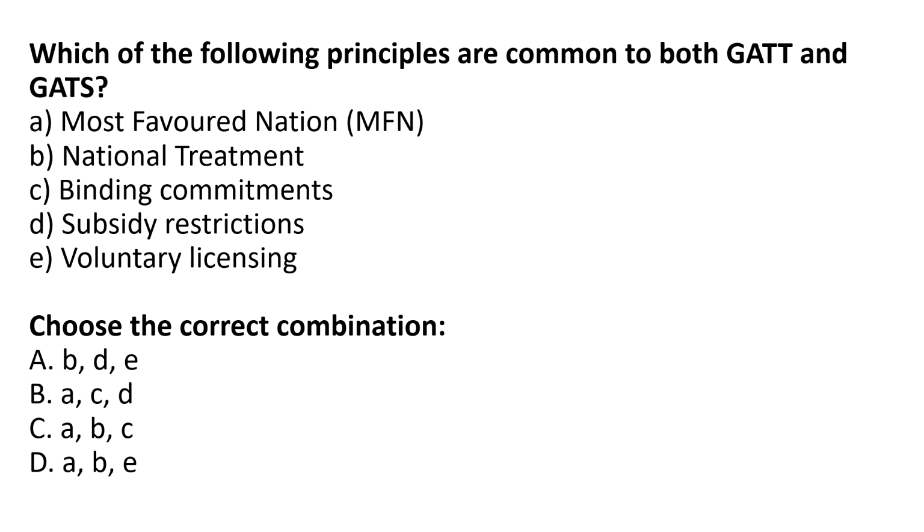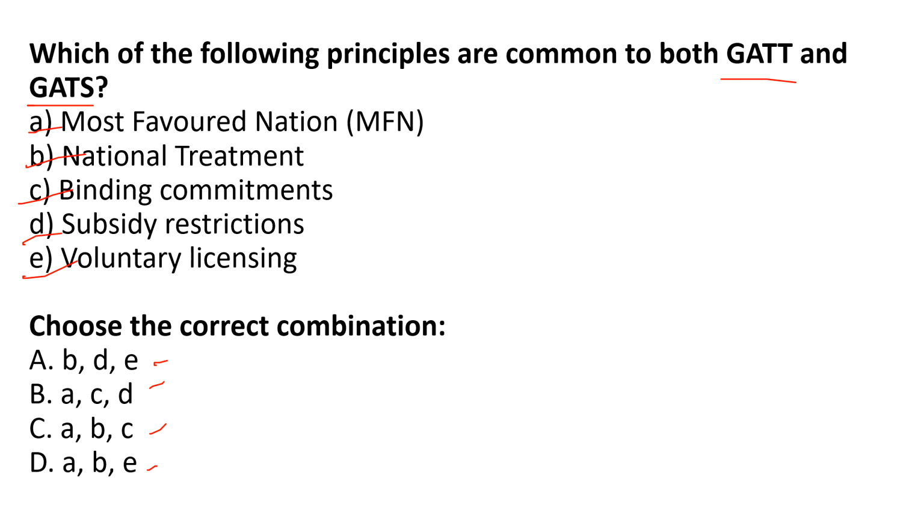Moving to the next question now. Which of the following principles are common to both GATT and GATS? Most favored nation, national treatment, binding commitments, subsidy restrictions, and voluntary licensing. So some of the principles in these five options are common to GATT and GATS as well. Which are those? BDE, ACD, ABC or ABE? You can give your answer in the comment box as well.